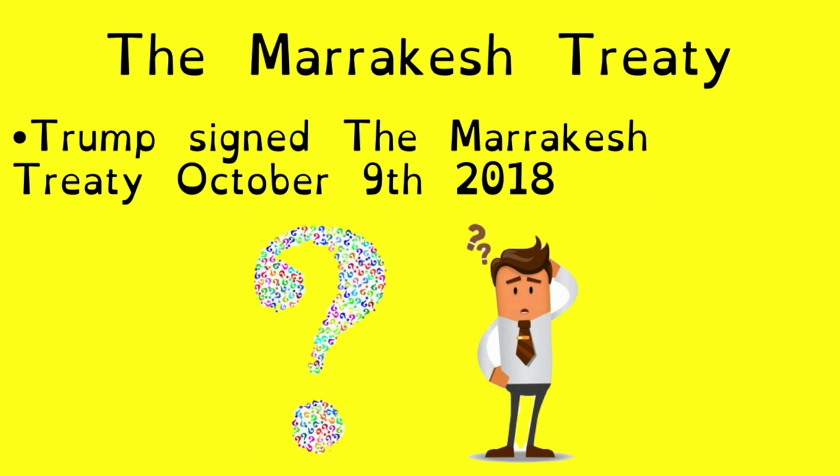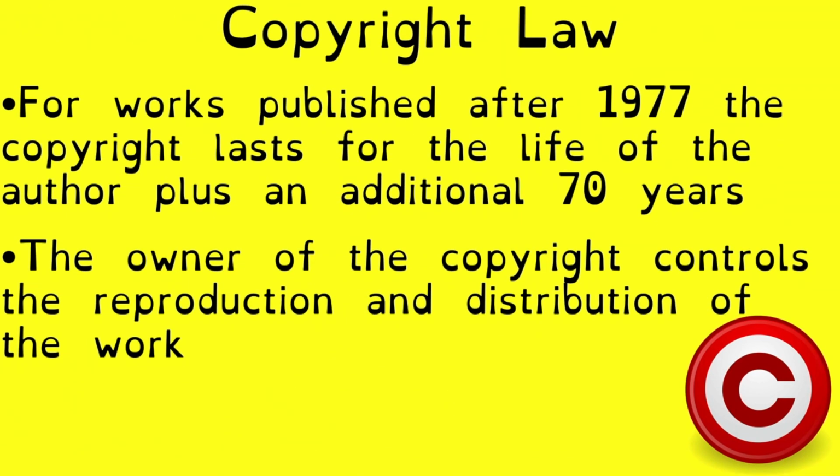In order to get a context of the Marrakesh Treaty, I'm first going to cover some basic copyright law information. Basically, if you write a book, you have ownership of that book for your life plus an additional 70 years. The owner of the copyright controls the reproduction and distribution of that work.